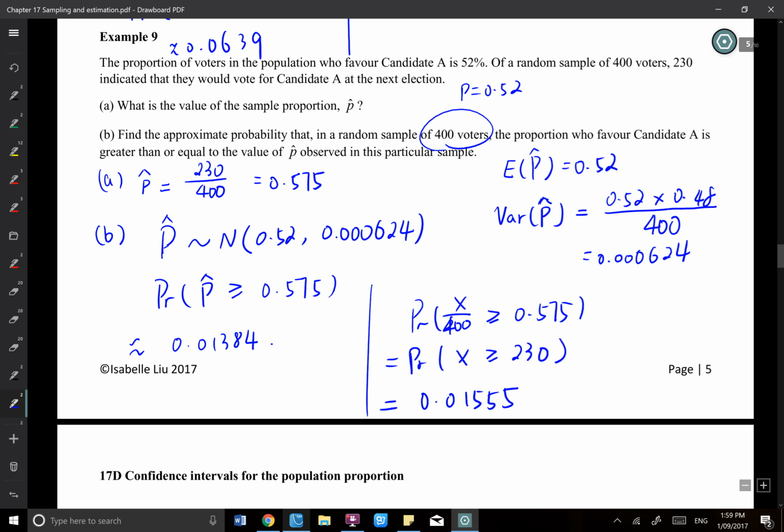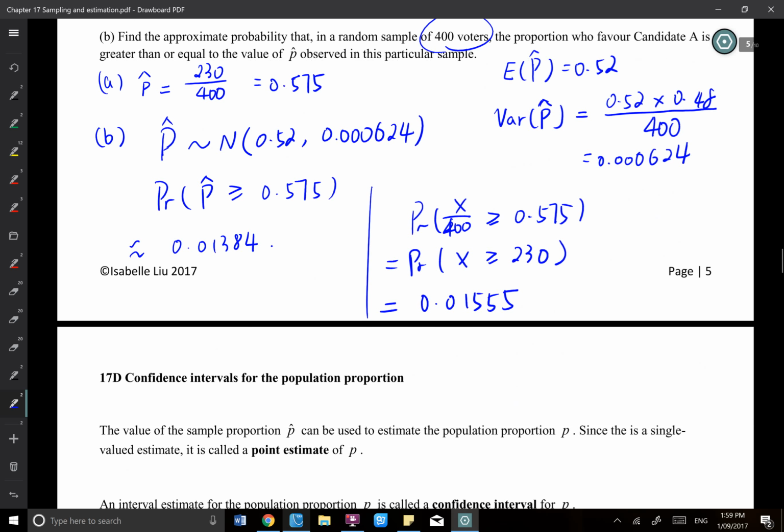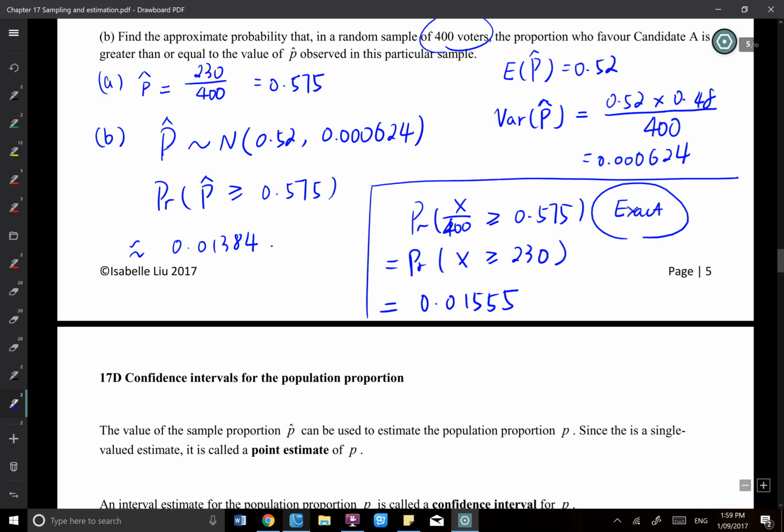Can you see the difference is about 0.2%? It's quite good this time. 400 is better than 200. Can you see the larger the n, the closer to the true value? That's about a 0.2% difference, better than last time's 1% difference. That's the exact, and that's the approximate. Okay, I'll save that first.